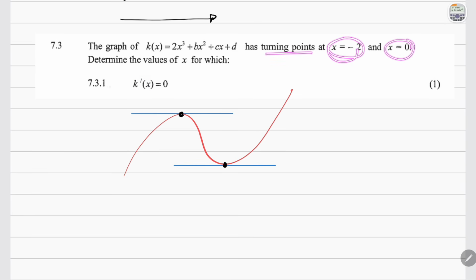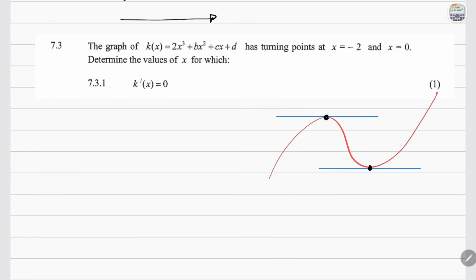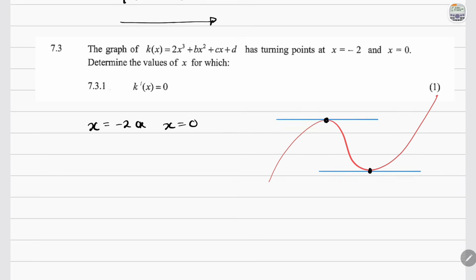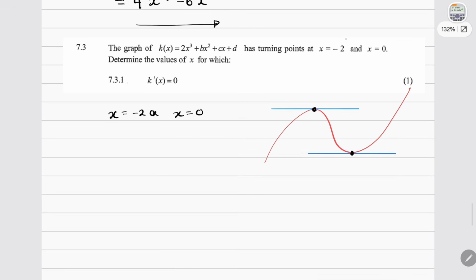And do you see that they already gave you those? So I'll leave this on the side and we can just put down our answers. Where k prime of x is equal to 0, this is where x is equal to -2 or x is equal to 0. And that's our answer. Moving on to the next question.